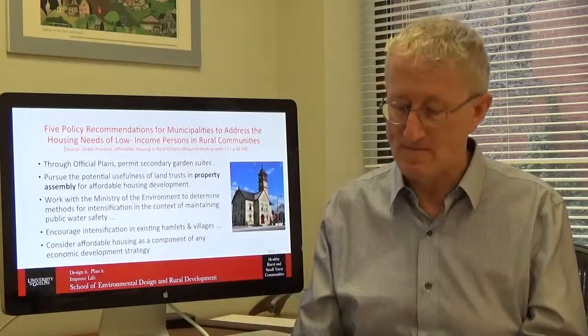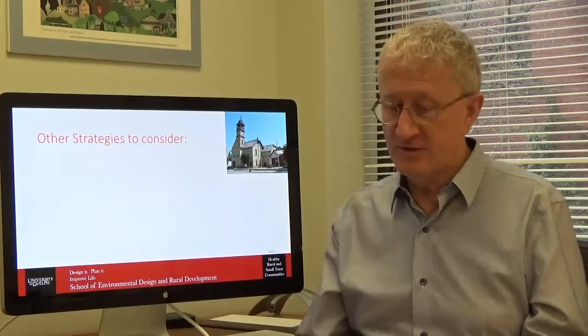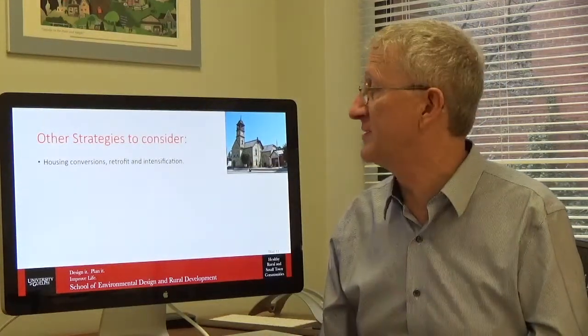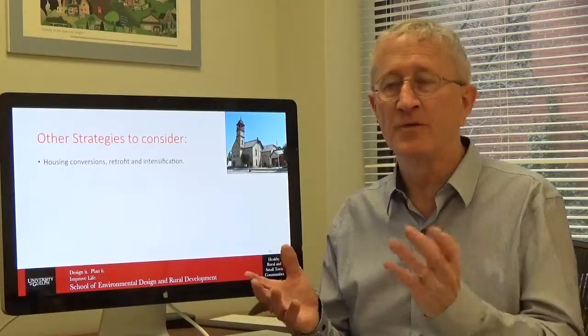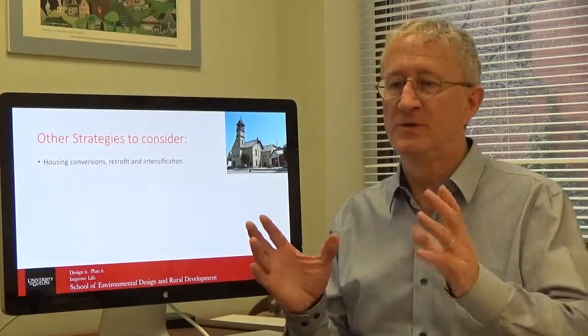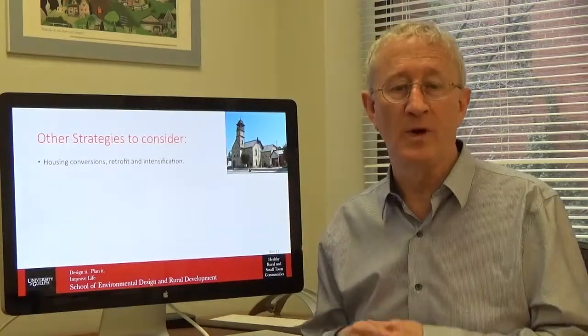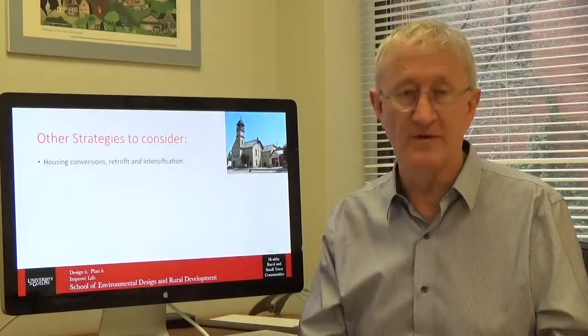Some other strategies to consider: housing conversions, retrofits, and intensifications. Are there the opportunities to take an existing large home and create more than one unit within it, as a way of creating additional housing at a relatively low cost?